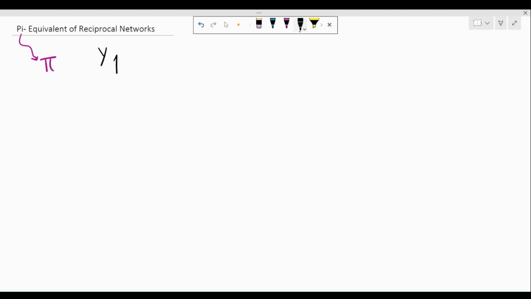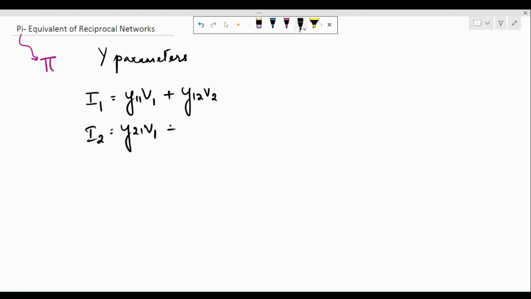So to begin with, we'll have the currents on the left hand side. I1 is equal to y11 V1 plus y12 V2, and I2 is y21 V1 plus y22 V2. We can now draw the port based representation with the help of these equations.